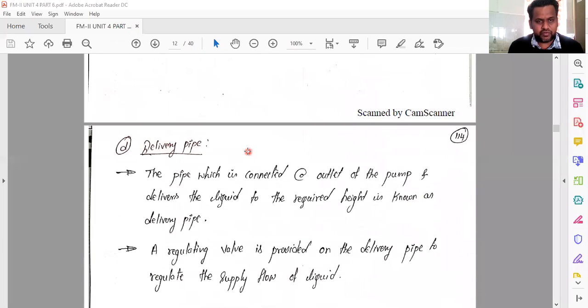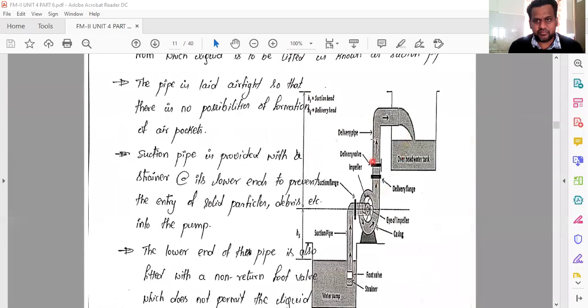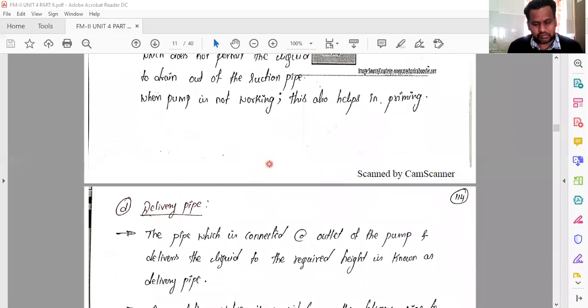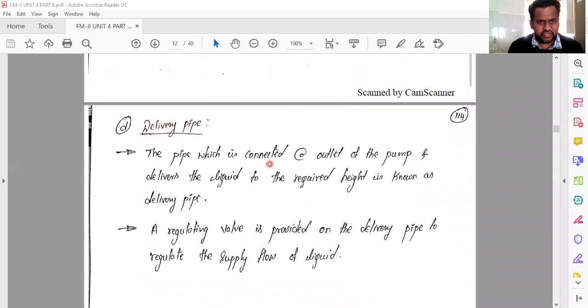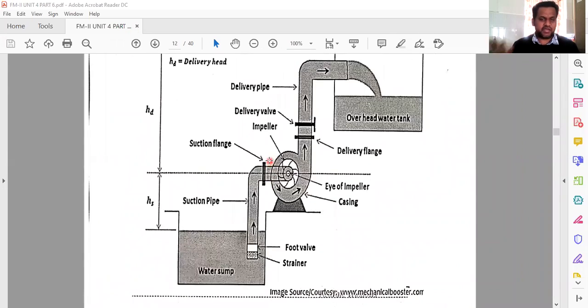So that is about the foot valve. Delivery pipe is this one. Even that is also having a delivery valve. That means you can control how much quantity of water you need to deliver, all those things. Then this is the basic diagram.